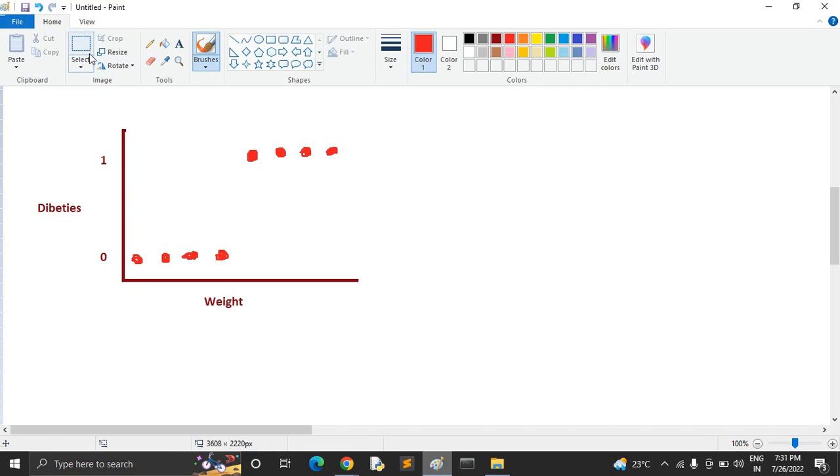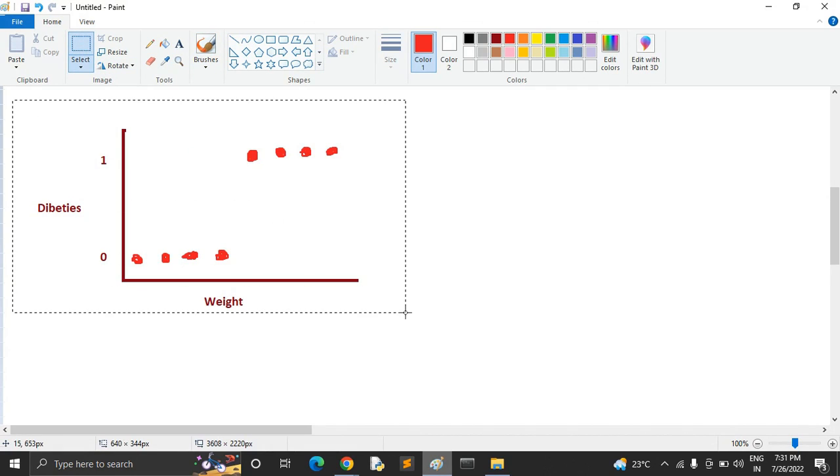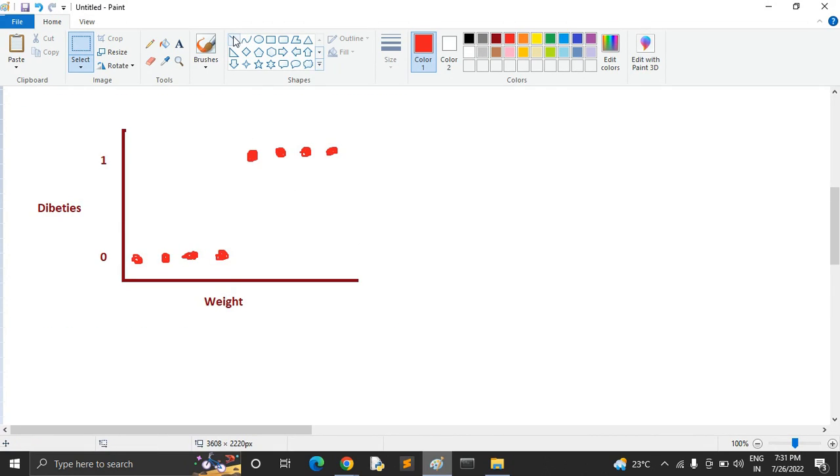Now when it comes to linear regression, guys, in linear regression you get a regression line for your inputs. Now if you see, this regression line is not at all fitting your data properly, right? This regression line is not at all fitting your data properly.